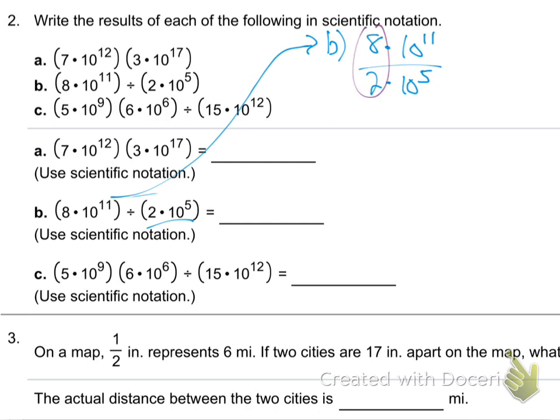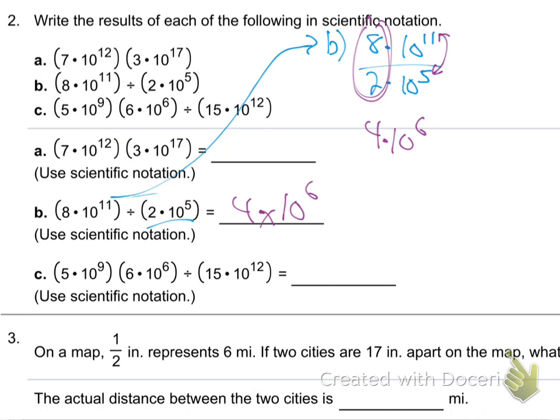You divide these numbers. 8 divided by 2 is 4, and you subtract powers, don't you? Times 10 to the 6th. They want you to write that way, 4 times 10 to the 6th, right? We subtract powers, divide the numbers in the front, subtract the powers. Okay, how about this next one?